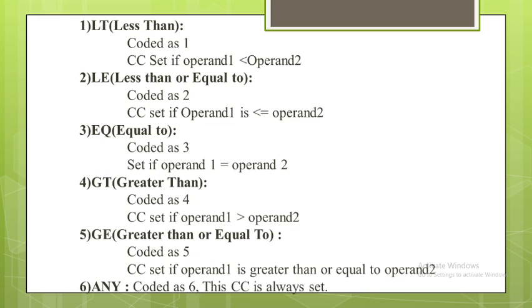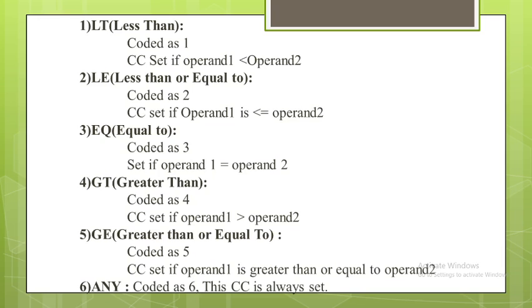The first condition code is LT, that stands for less than, which is coded as 1, and this condition code is set if operand 1 is less than operand 2. The second condition code is LE, less than or equal to, which is coded as 2, and this condition code is set if operand 1 is less than or equal to operand 2. The third condition code is EQ, which stands for equal to, which is coded as 3, and this condition code is set if operand 1 is equal to operand 2.